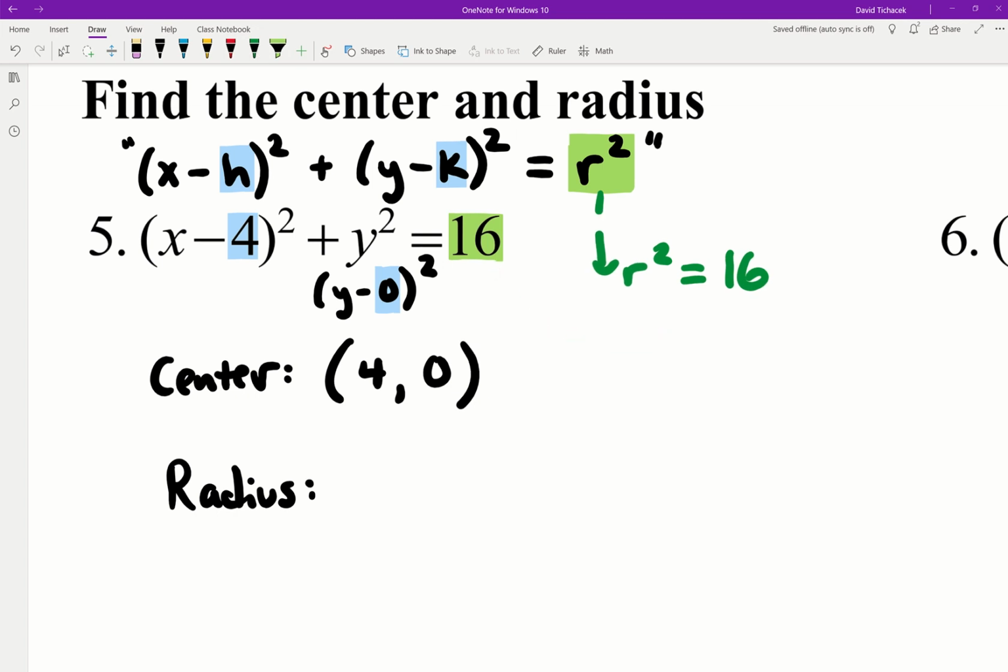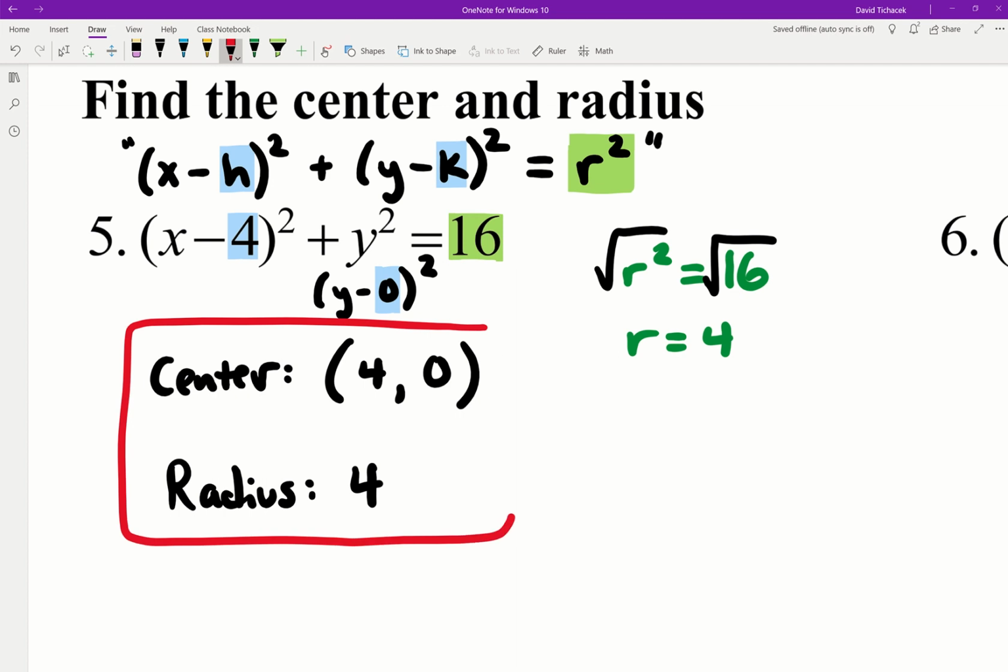Well, if the radius squared is equal to 16, then the radius is whatever number I would square to make 16. In other words, to solve this little mini equation, you just take the positive square root of both sides. Positive because lengths can never be negative. We see here that r is equal to the square root of 16, which is going to be 4.